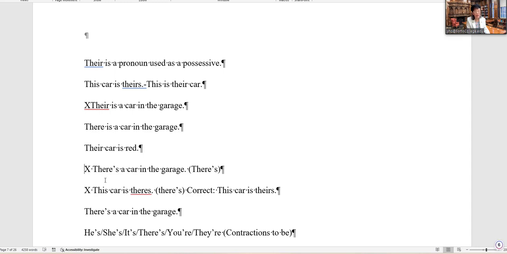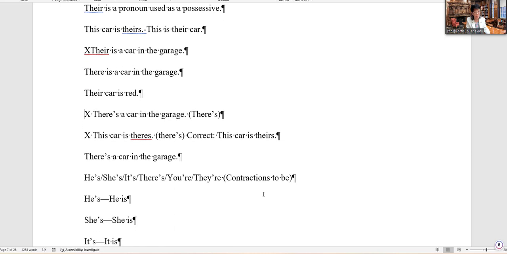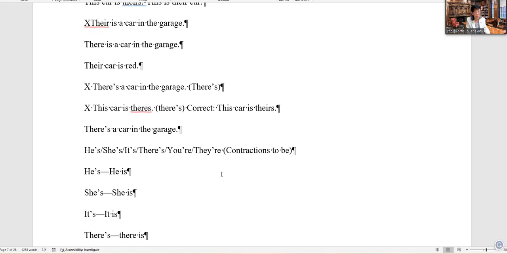Oh, okay. Anyway, there's a car in the garage becomes theirs. And the car is theirs. That's not correct. It should be the car is theirs. And did I have there's a car in the garage?